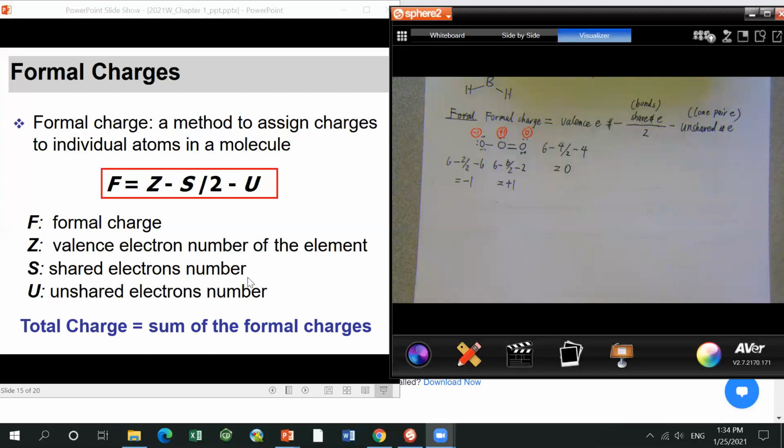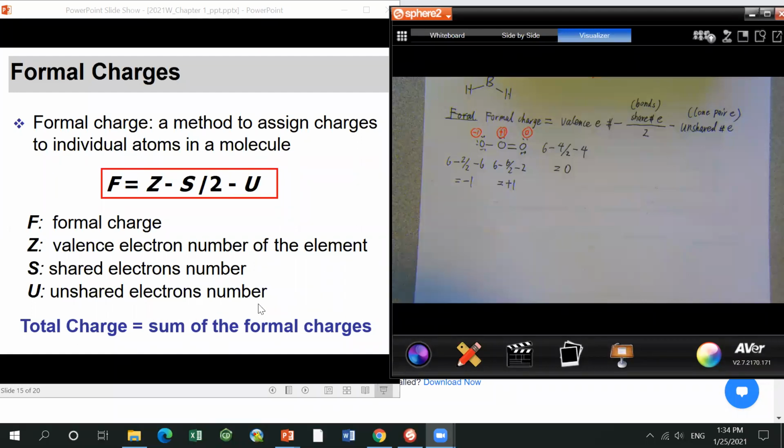And then total charge. So we try to arrange it so most atoms have 0 charge. Organic molecules don't want charge separation. You don't want some buildup of positive charge on one atom and negative charge on another atom. And then the total charge should be the sum of the formal charges.